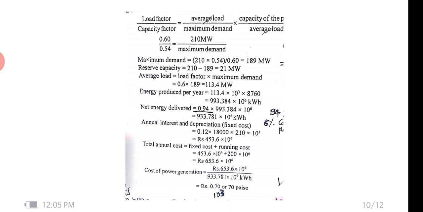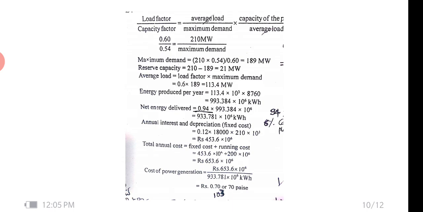So how much is the cost of generation? Cost of generation is this 653, whatever the amount we are spending, into 10 raised to 6 divided by the total energy which I am selling. The total energy I am selling is 933.781 into 10 raised to 6 kilowatt hours. So the total cost of power generation is 0.7 rupees, that is 70 paisa per unit.